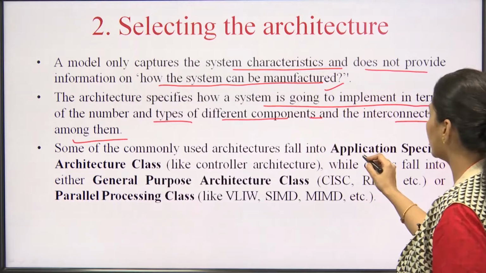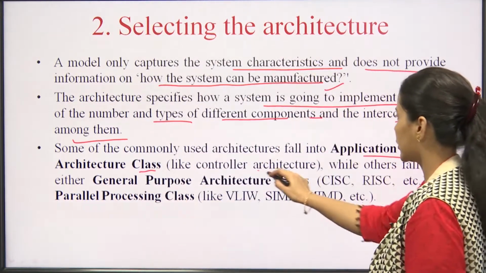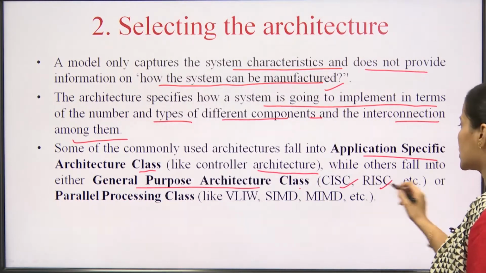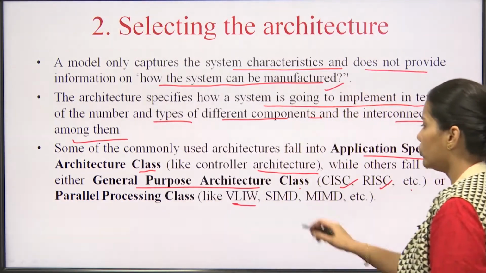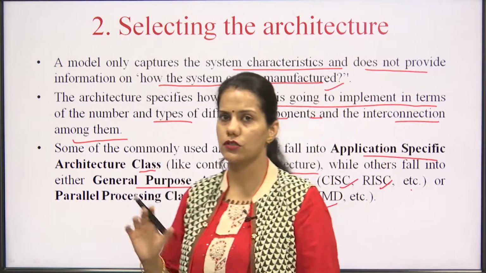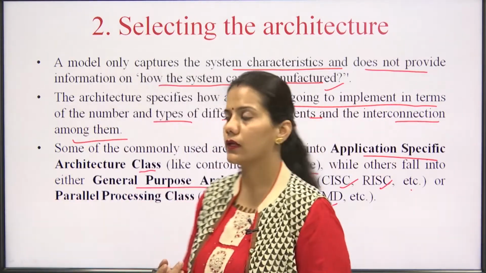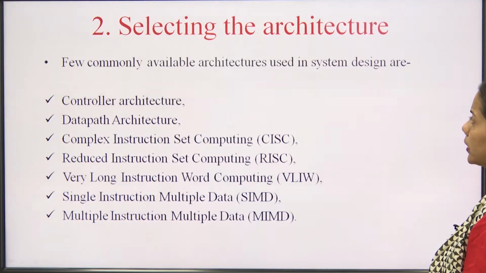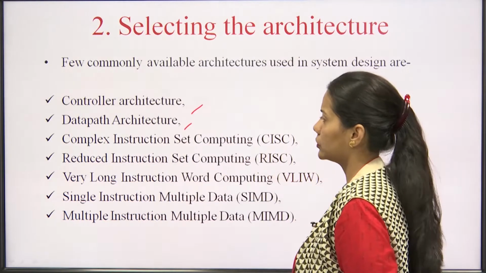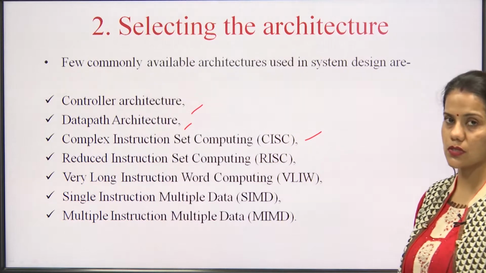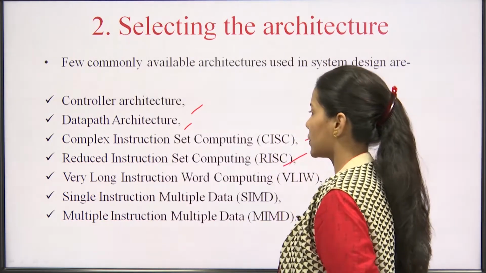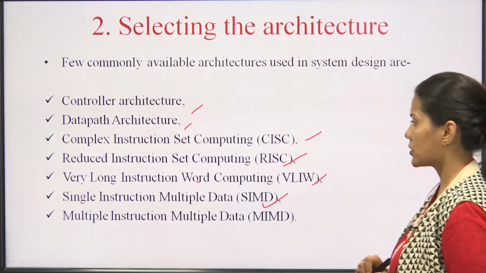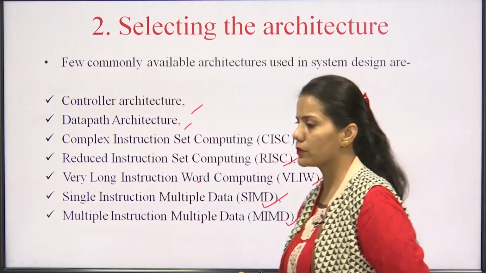Some of the commonly used architectures fall into the application specific architecture class, like controller architecture, while others fall into the general purpose architecture class, that is CISC, RISC, etc., or the parallel processing class, like VLIW, SIMD, MIMD, etc. We will look into a brief discussion of all these classes. These are the different types of architectures. The most commonly available architectures used in system design are controller architecture, Datapath architecture, CISC, that is complex instruction set computing, RISC, reduced instruction set computing, VLIW, very long instruction word computing, SIMD, single instruction multiple data, and MIMD, multiple instruction multiple data.